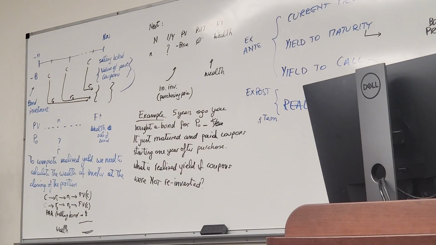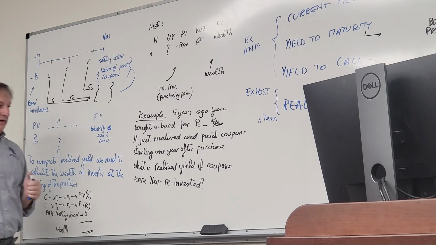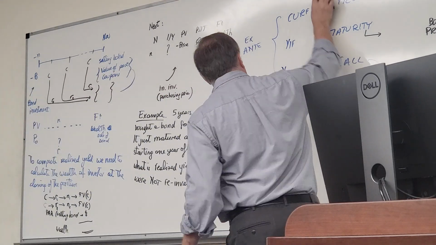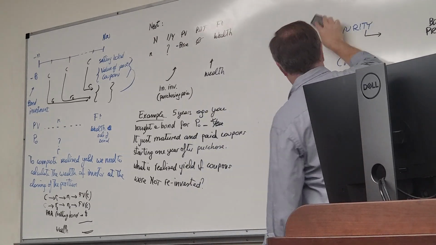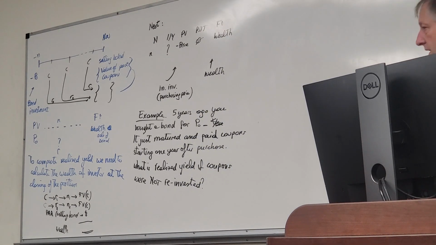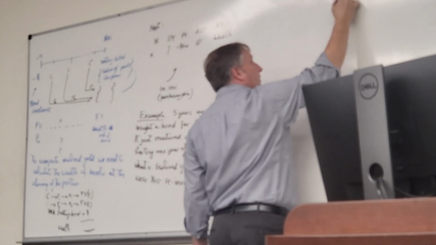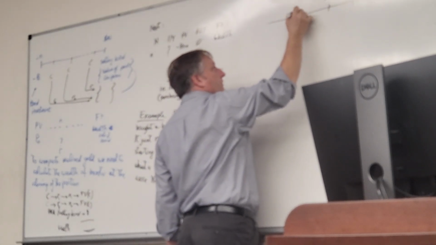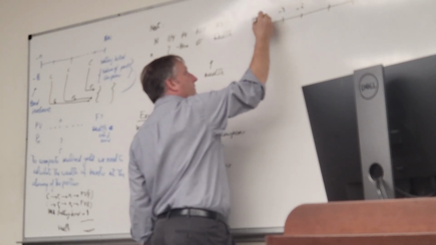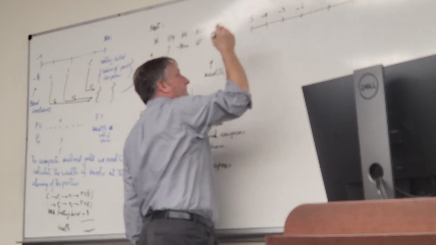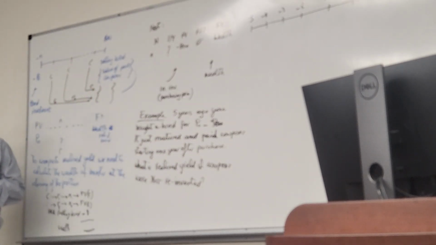Okay, so 5 years ago you bought a bond for $0. It just matured and paid coupons starting 1 year after purchase. And the question is, what is the realized yield of this bond? Well, actually, I should say the realized yield of your investment. So the first thing we need to do is draw a timeline to make sense of what's going on here. So this is now, and we're going back in time. A year ago, 2 years ago, 3 years ago, 4 years ago, 5 years ago. You agree?